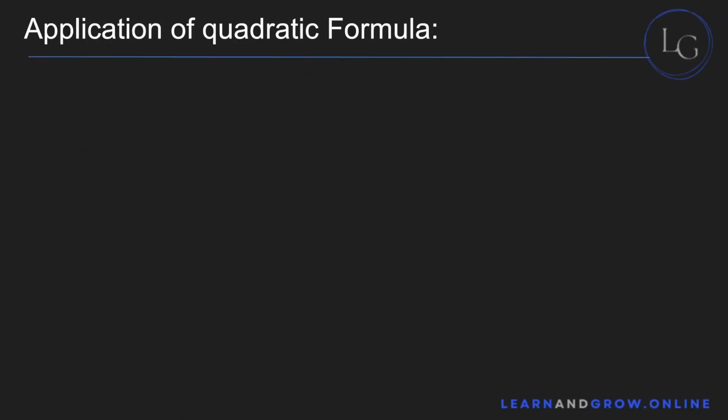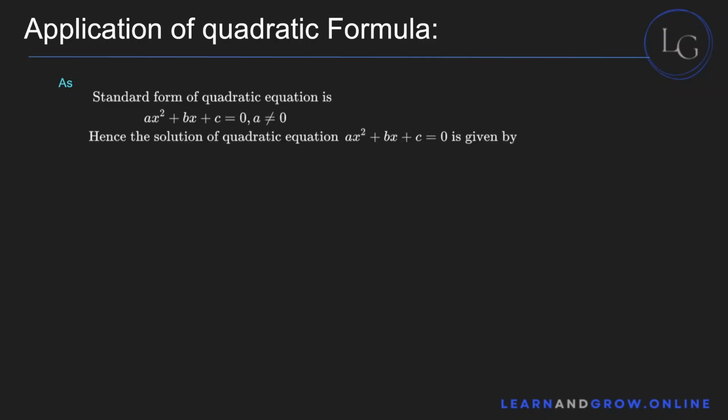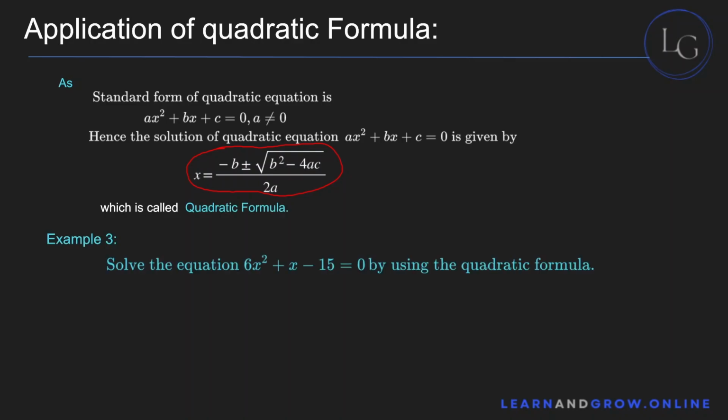So let's see how you'll solve a quadratic equation using the quadratic formula. This is the most foolproof way of solving a quadratic equation. Basically, you have a standard quadratic equation form, and you'll have to use this simple formula to get the values of x. This is called the quadratic formula, and we have this example here.